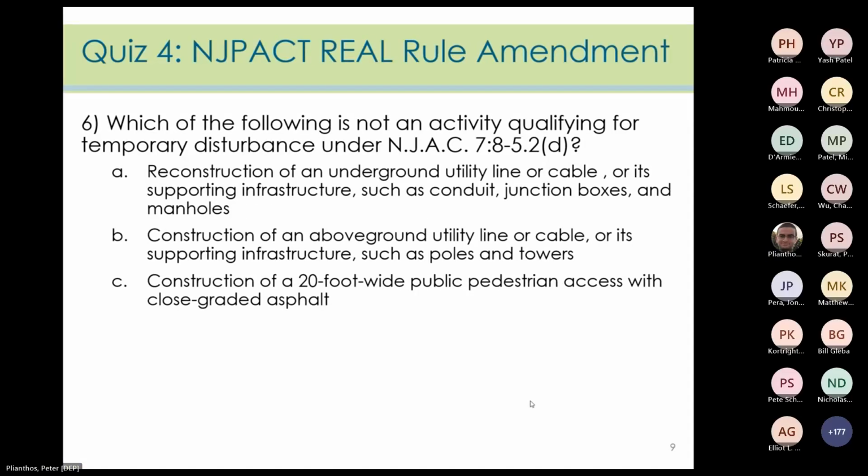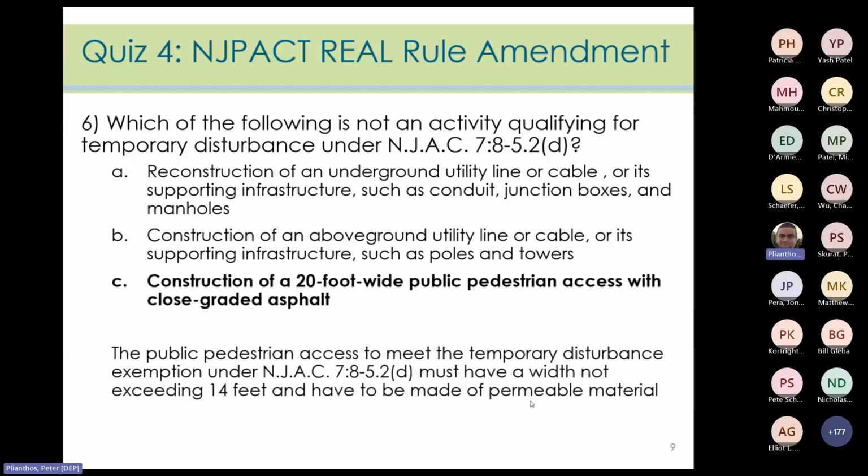Question 6. Which of the following is not an activity qualifying for temporary disturbance under N.J.A.C. 7:8-5.2(d)? The correct answer for this one is C, construction of a 20-foot wide public pedestrian access with closed graded asphalt. In order to meet the temporary disturbance exemption under N.J.A.C. 7:8-5.2(d), the public pedestrian access must have a width not exceeding 14 feet, and it must be made of permeable material.